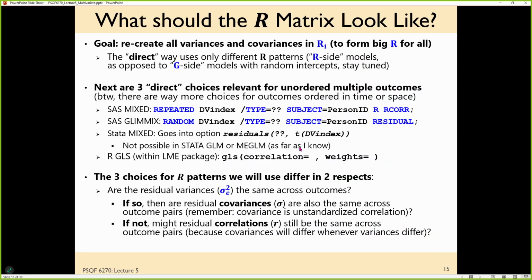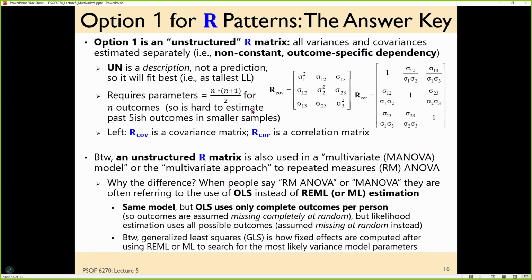So I want to give you a couple options in terms of what would be reasonable for repeated measures kinds of data that don't depend on what kind of repeated measures. So these would work for most cases. One is called unstructured. And the easy way to remember this is that everything gets to be whatever it wants. No constraints whatsoever. The variance of the first outcome is different than the variance of the second is different than the variance of the third. And the covariances are different too. So this is what is known as the multivariate approach to repeated measures ANOVA, or MANOVA, in the ordinary least squares language.